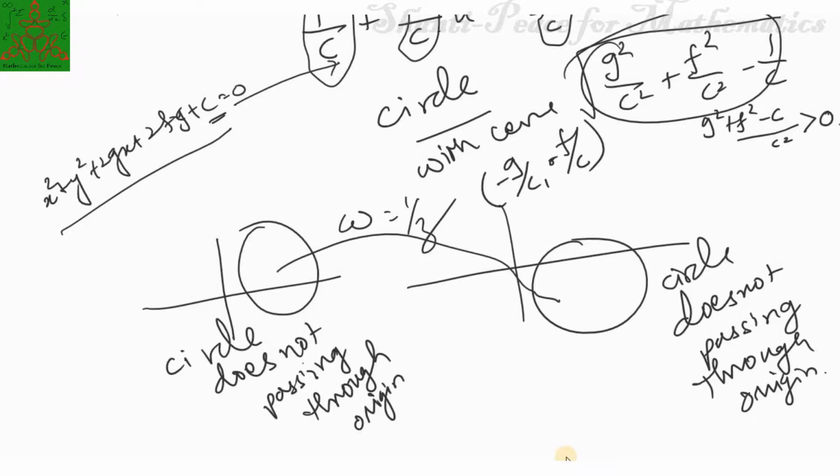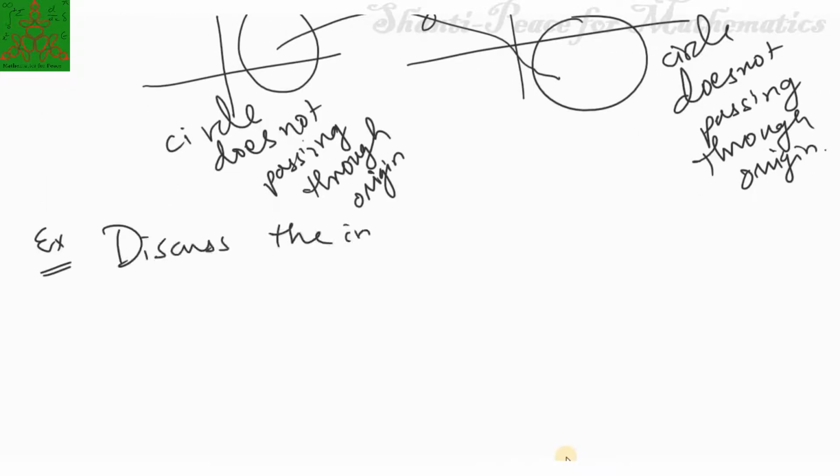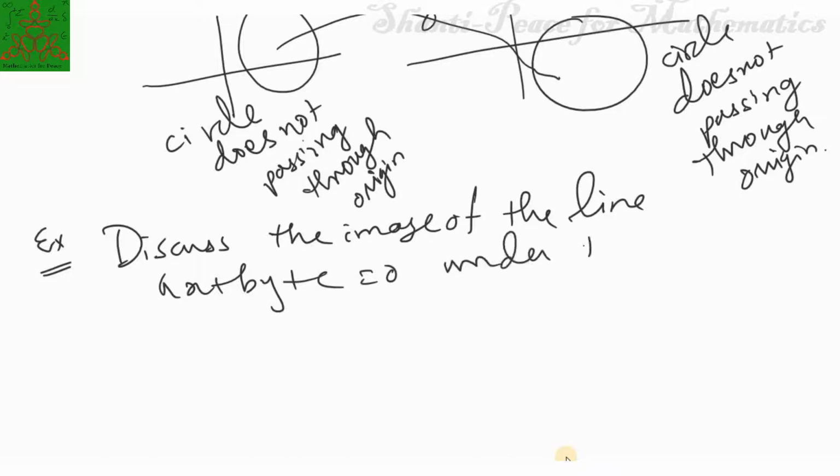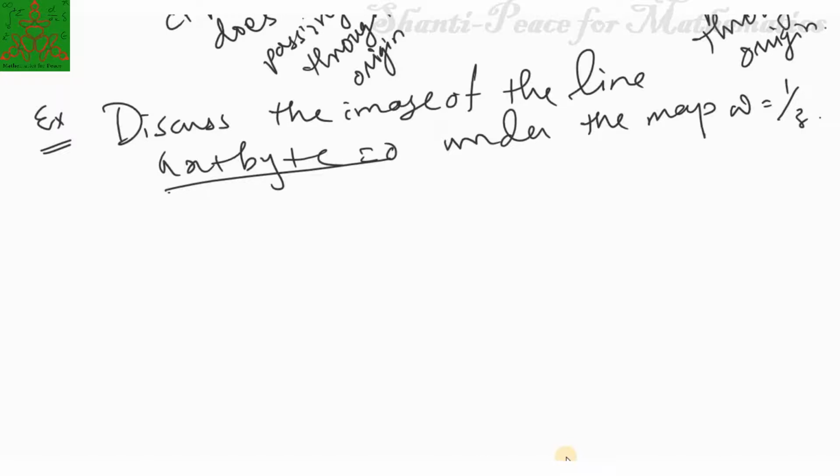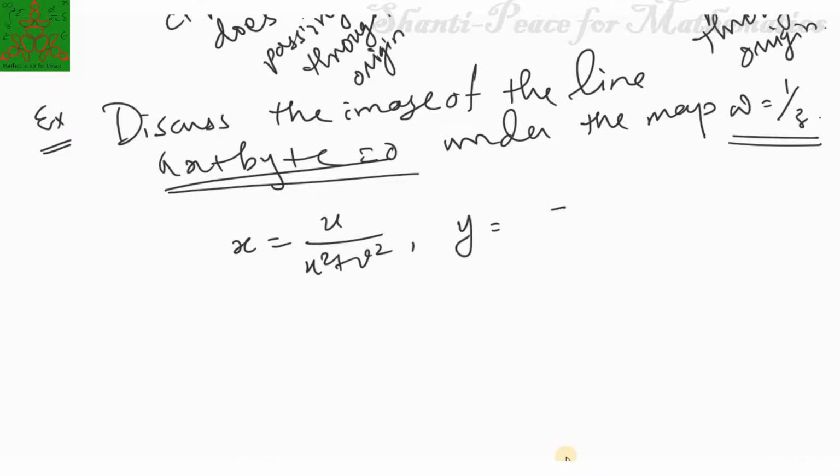Let us have the next example. Discuss the image of the line ax plus by plus c equal to 0 under the map w equal to 1 upon z. Here we need to calculate what is the image of this line under this map w equal to 1 upon z. In the previous example we already discussed that the value of x is u upon u square plus v square, and the value of y will be minus v upon u square plus v square.